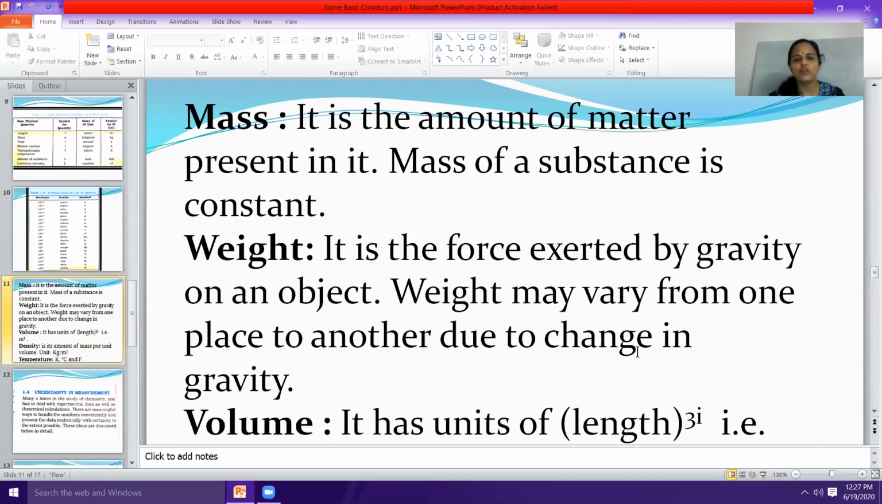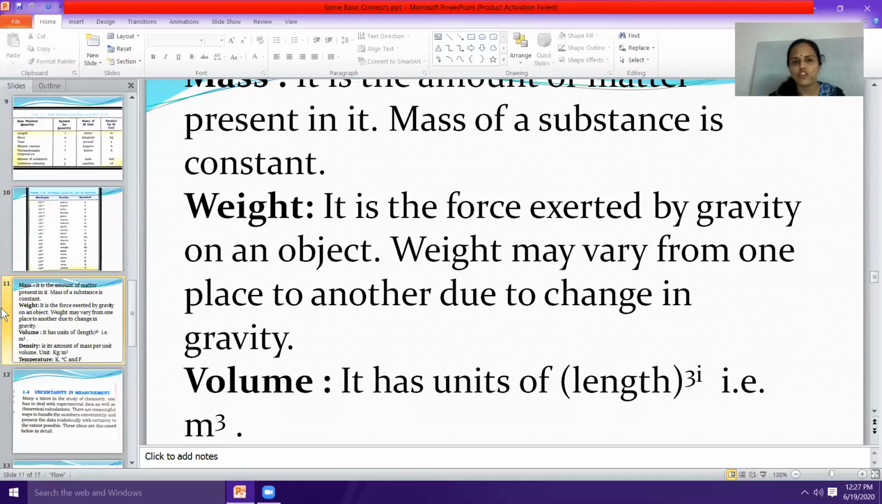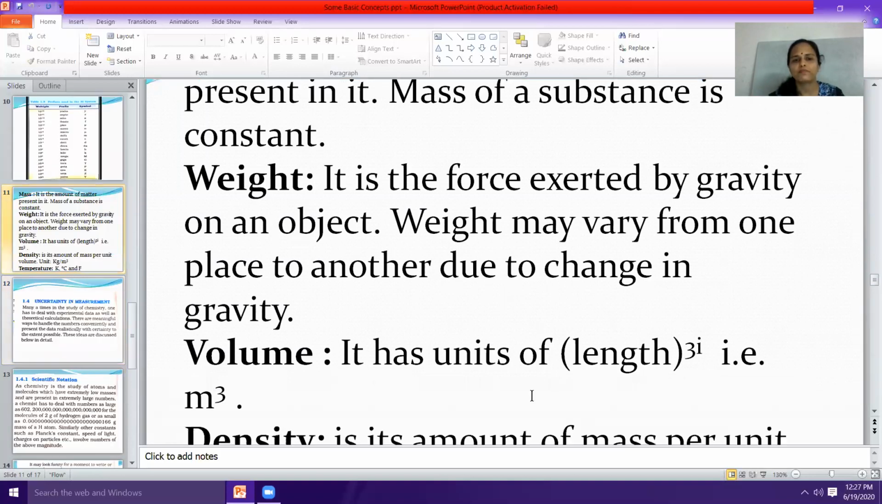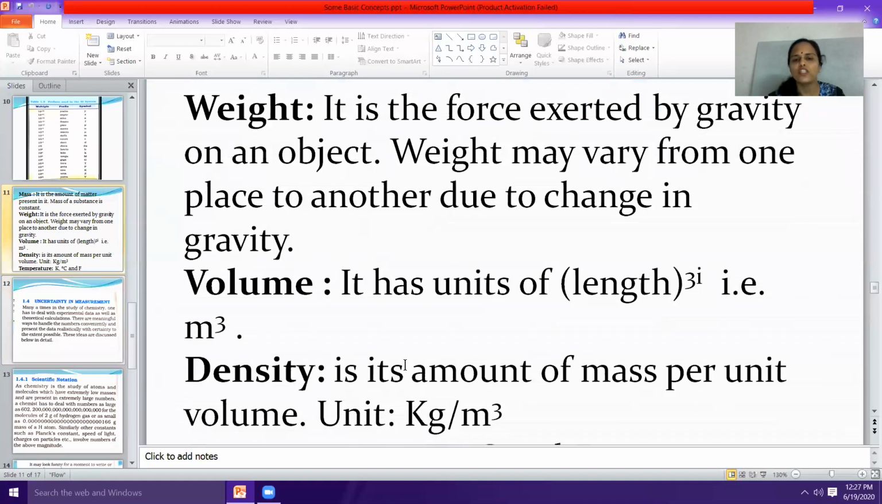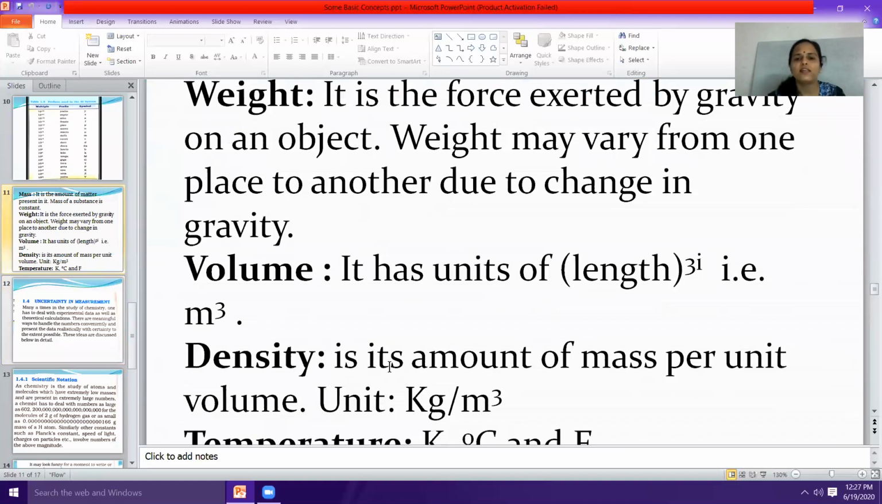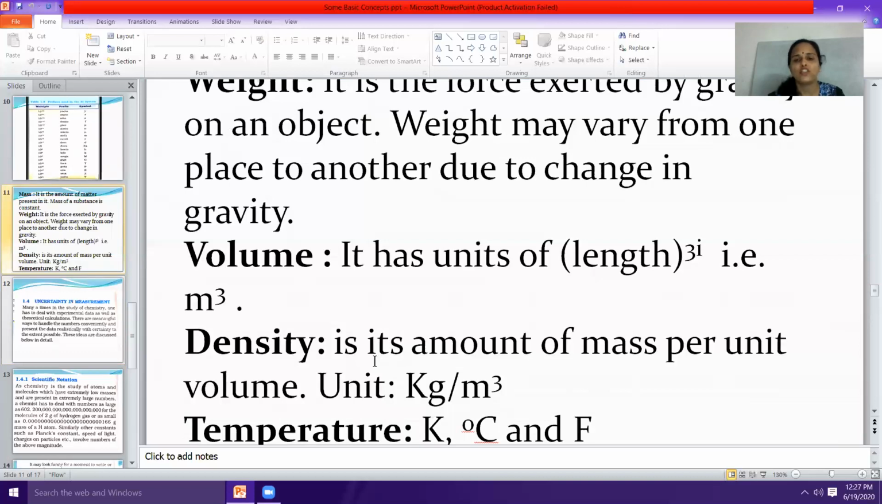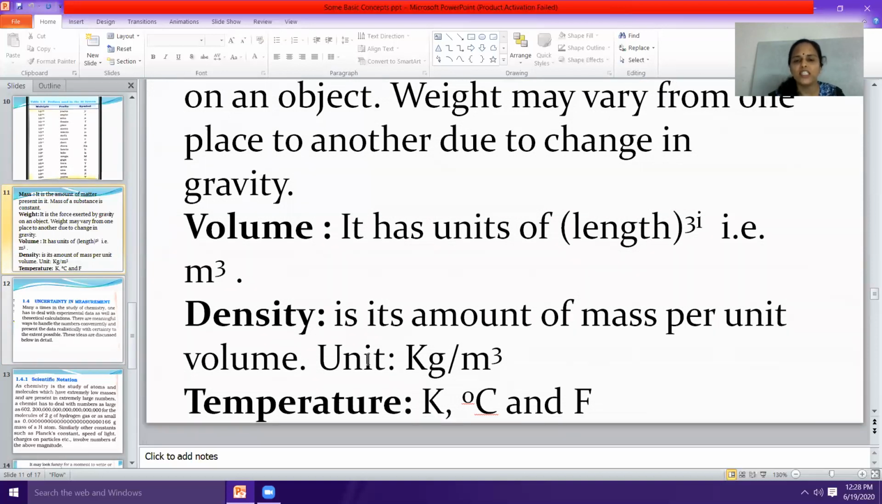Next, volume. You know, volume is having the units of length cube, that is meter cube. Density is the amount of mass that is present per unit volume, and its unit is kg per meter cube, or its unit is gram per centimeter cube. Temperature, there are three temperature scales. First one is Kelvin, second one is degree Celsius, and the third one is Fahrenheit. Okay, three temperature scales, and you can interconvert all these three one into the other.